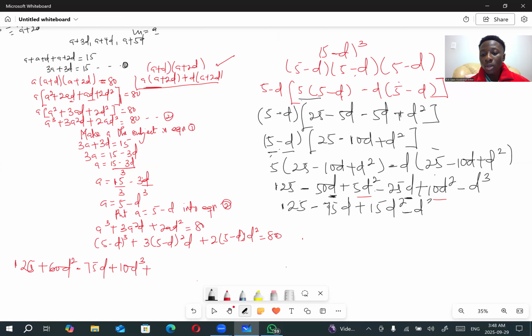So d cubed, there is nothing with d cubed, so we are done. So 125 minus 75d plus, I think I made a mistake.